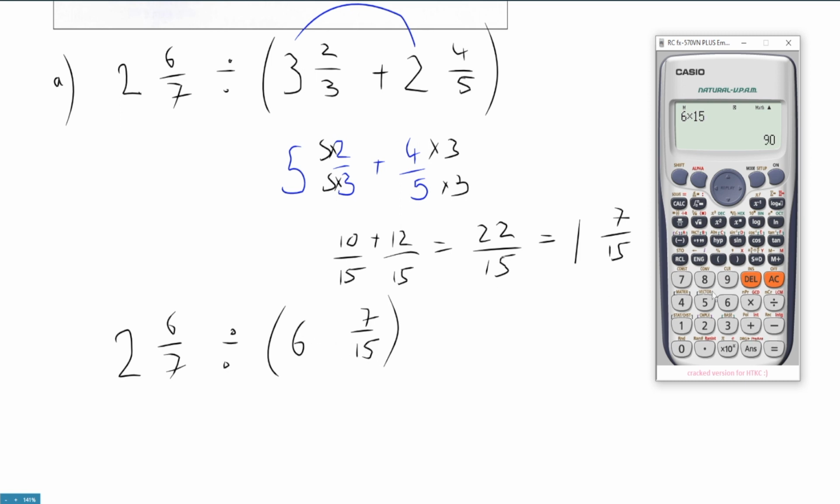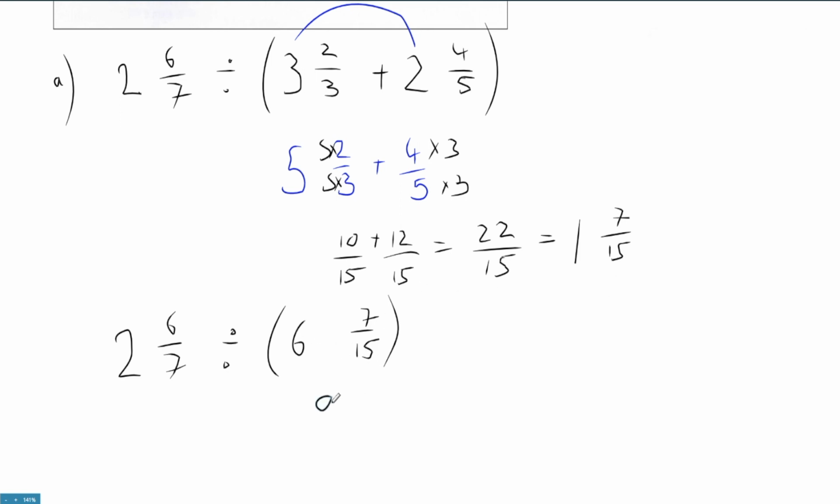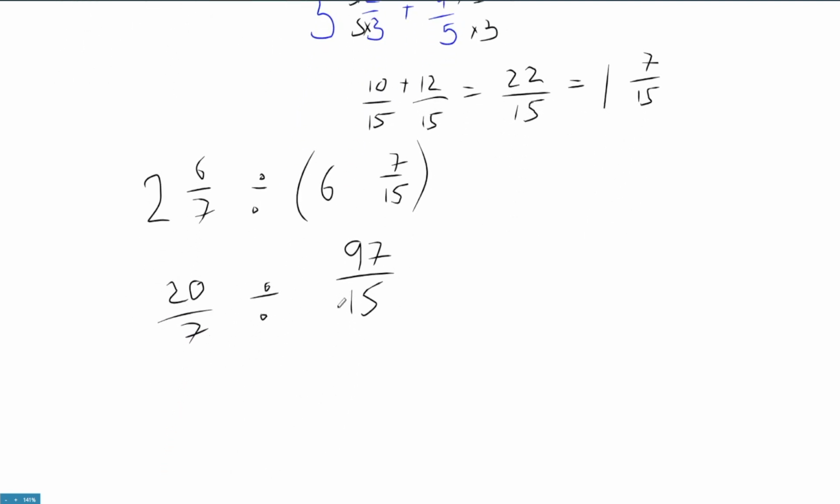6 times 15 is 90, plus the 7 is going to be 97 over 15. That's great. Divide, and then 2 times 7 is 14. 14 plus the 6 is 20, so 20 over 7. Now we're going to divide these 2 fractions. We're going to use keep, flip, change to do that.